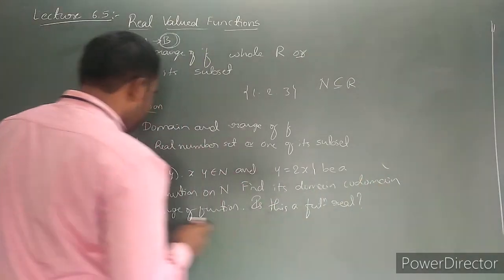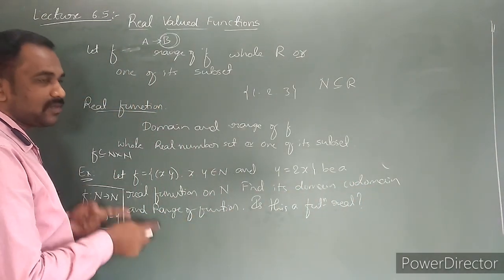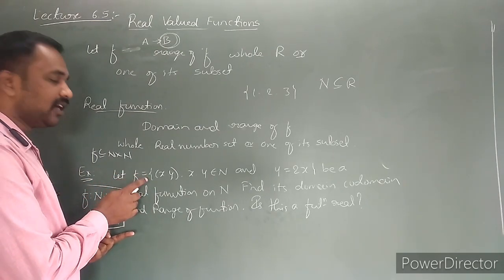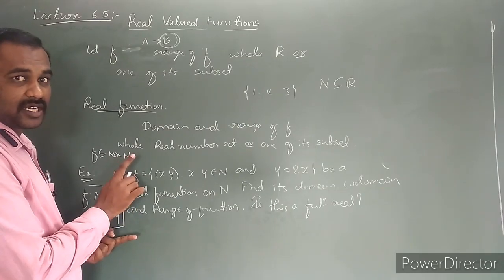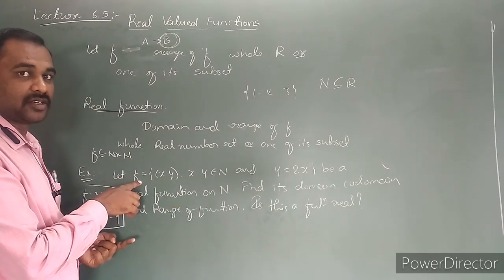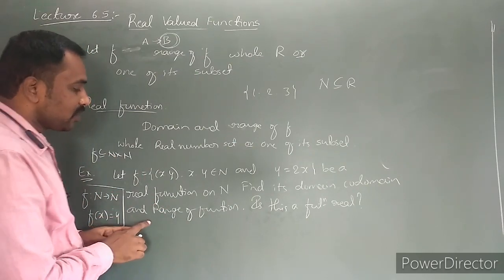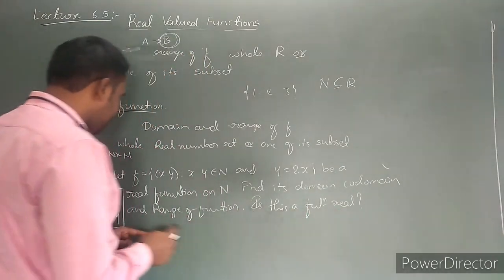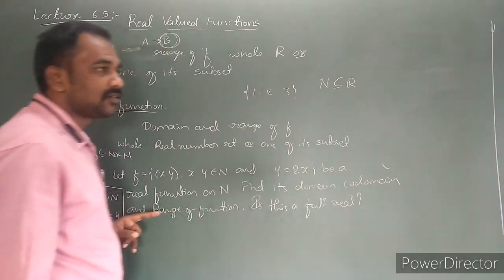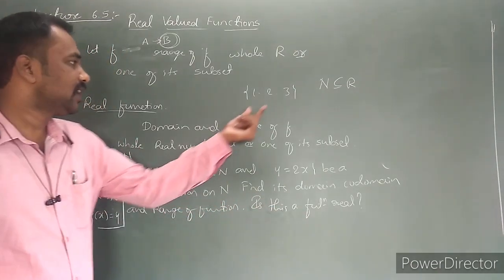Find its domain, codomain and the range. Yes, these are the domain, codomain and range of the relation. In the same manner, because a function is also a relation. Every function is a relation, but the converse is not true. Every relation is not a function. Anyway, so here, is this function a real function? Real function means the domain and codomain are the set of real numbers or a subset of the real numbers. Obviously, it is a real function because the x and y values are both natural numbers.